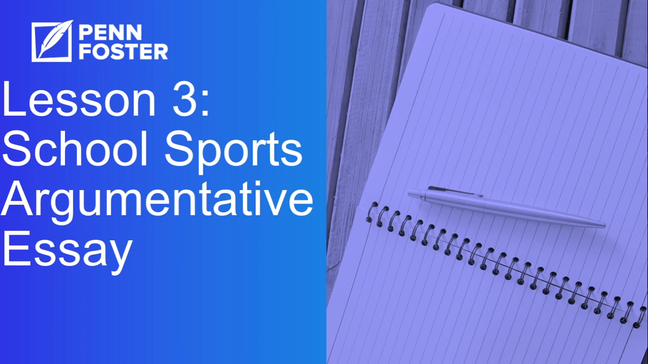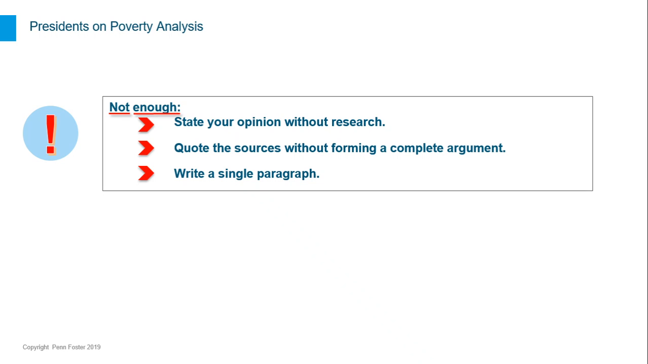If your writing doesn't meet the requirements for this essay, it could be returned ungraded for you to do again. Here's a quick overview of what you need to do to avoid that. For this assignment, you can't just state your opinion without using the sources. But you also can't just use a quote from the sources without forming a complete argument around it.